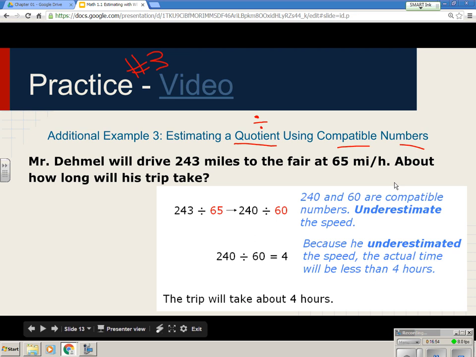And here's what I did. I decided to underestimate, and I only underestimated one number. I changed 65 to 60. Now from here I know I can do some easy math. Little trick I learned in dividing: if both numbers have a 0, you can cross those zeros out and not worry about them. Now I have 24 divided by 6.